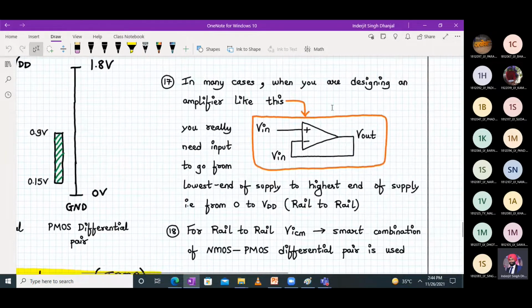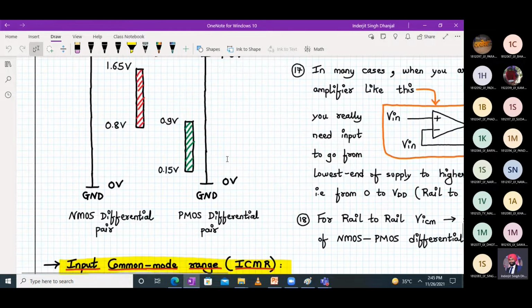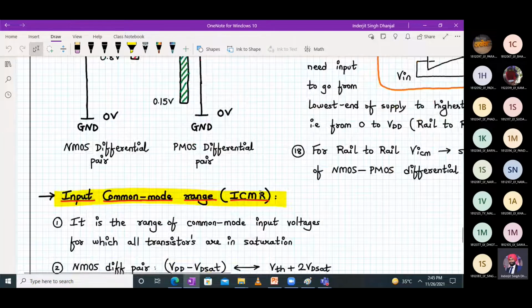So we use a smart combination of NMOS and PMOS differential pairs. In many cases, when you're designing an amplifier like this, you really need the input to go from the lowest end of the supply to the highest end of the supply. That is rail to rail, 0 to VDD. So for a rail to rail input common mode level, the smart combination of NMOS and PMOS differential pairs is used. That's why knowing the input common mode range is very, very important.